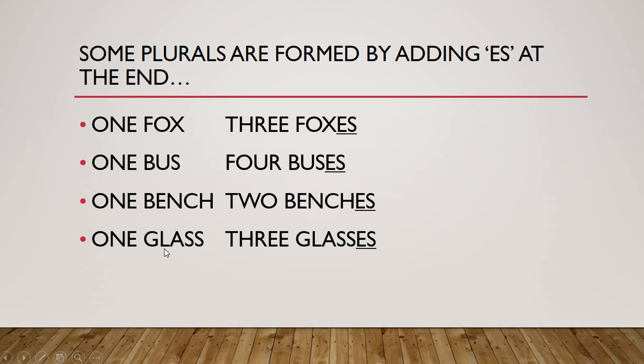Meanwhile, I'll read these 4 examples one more time. One fox, three foxes. One bus, four buses. One bench, two benches. One glass, three glasses. So I hope you have written at least one example out of it. Okay, now let's see what you have to write from observation.